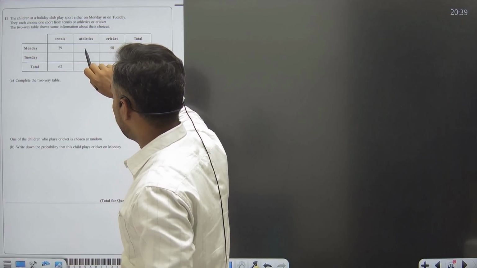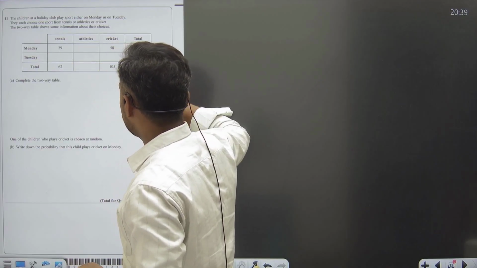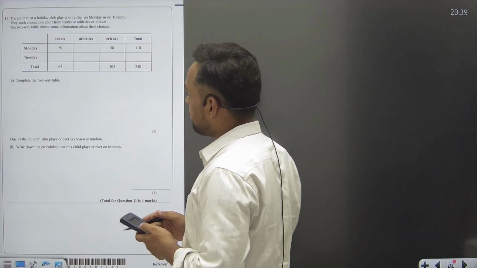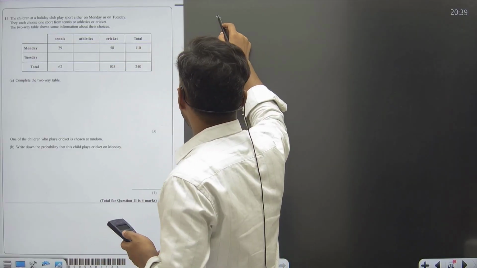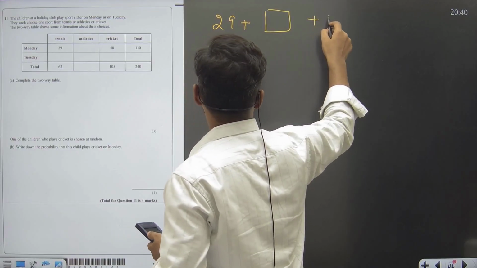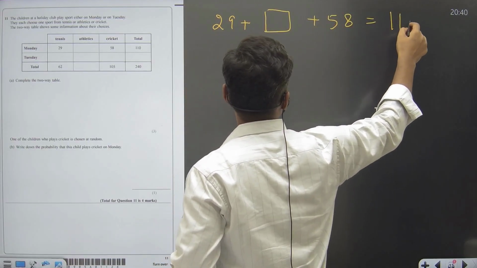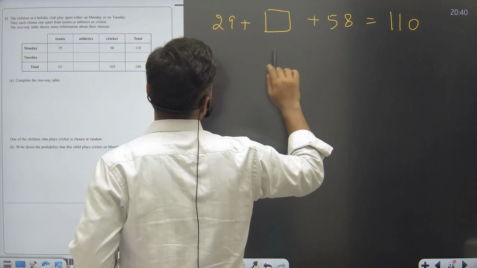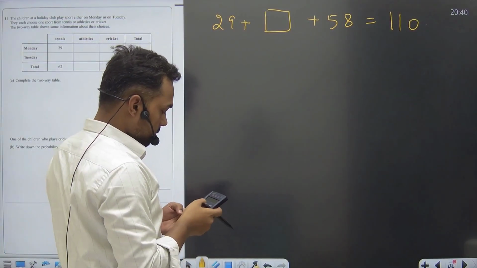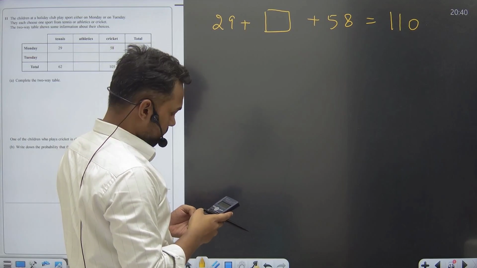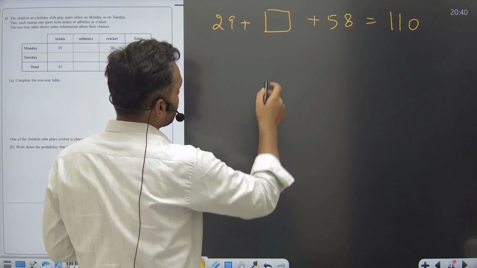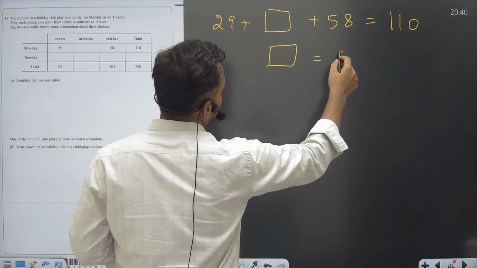Tennis, athletics is missing, cricket 58, and total is 110. So for finding the athletics part, what we need to do is 29 plus blank plus 58 equals 110. Okay, so we need to transpose 29 and 58 to the right hand side. So it will be 110 minus 58 minus 29 equals 23. So this blank will be 23.